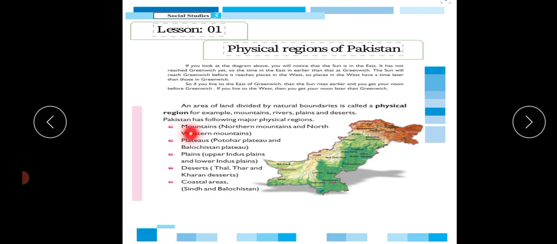Now Pakistan has the following major physical regions: mountains, plateaus, plains, deserts and coastal areas. It is said that Pakistan is a land of contrast. अगर हम इस मैप में देखें, सो आपको वेरिएशंस नज़र आएंगे.